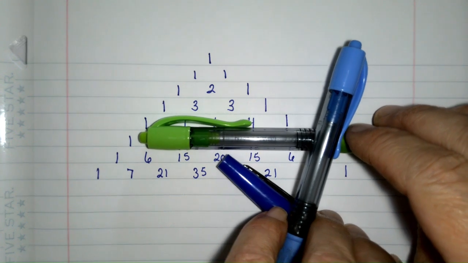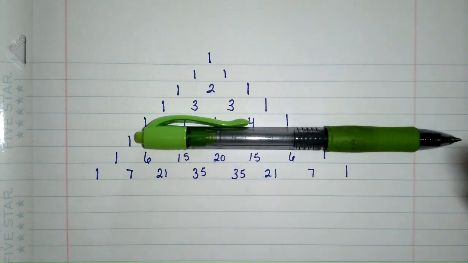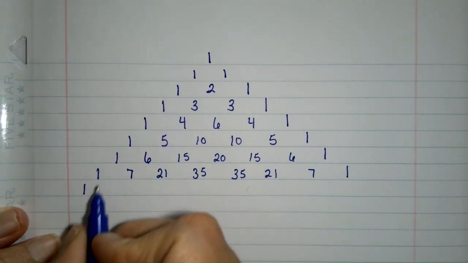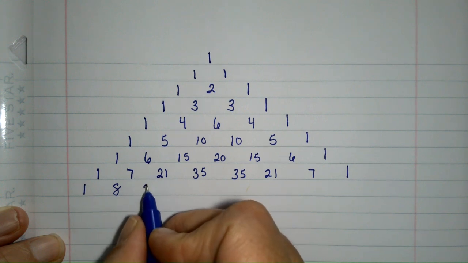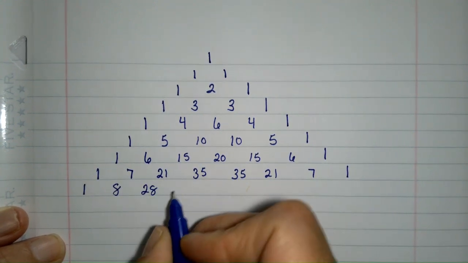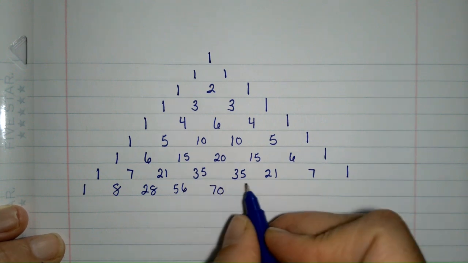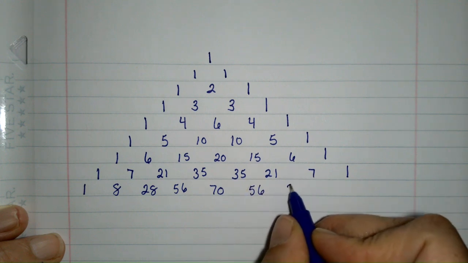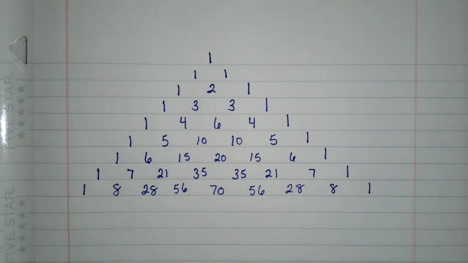So the triangle, right? You have to complete the triangle by adding the two pieces above. So this next row would have a 1. 1 plus 7 is 8. 7 plus 21 is 28. 21 plus 35 is 56. 35 plus 35 is 70. 35 plus 21 is 56. 21 plus 7 is 28. 7 plus 1 is 8, and then 1.